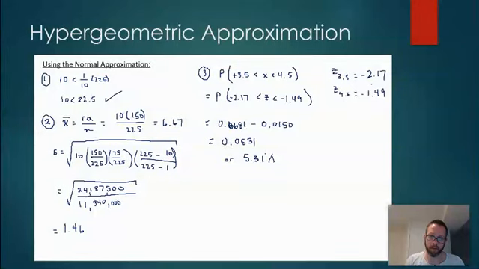That's good. And negative 1.49. 4.5 minus 6.67 divided by 1.46, negative 1.49. So those are okay. I wonder, negative 1.49, 0.0681, negative 2.17, 0.0150. Okay, well, I can't find what I did wrong.